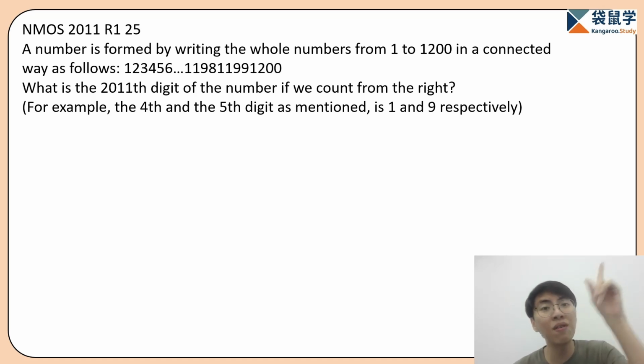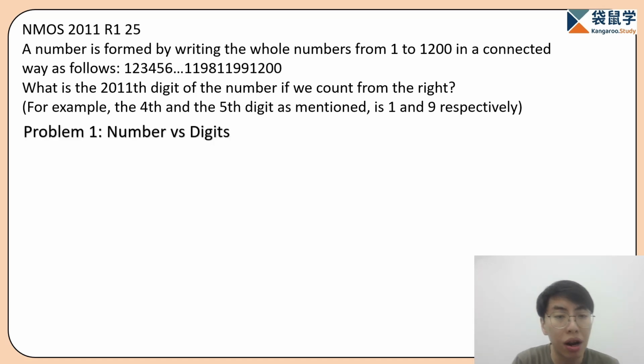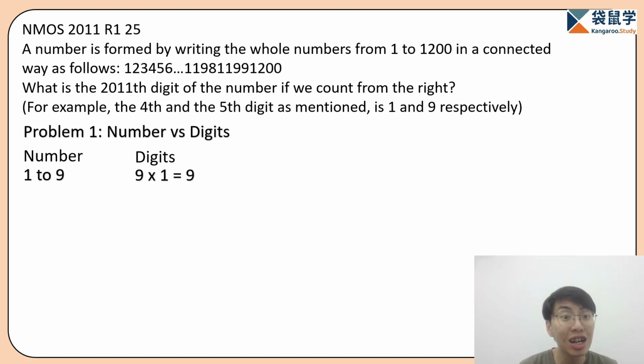Okay, so starting with our first problem, where this number is a long chain of numbers and we do not know about its digits, what should we do? For this first problem, we can just list out in a table the numbers as well as the digits. For numbers 1 to 9, how many digits do they have? They each have just one digit. So that is it, a total of 9 digits.